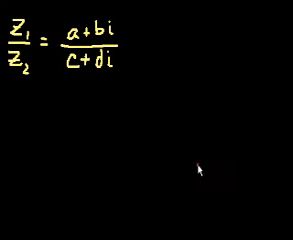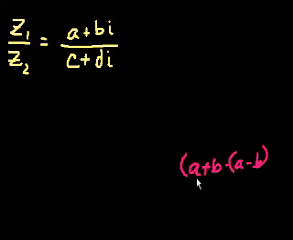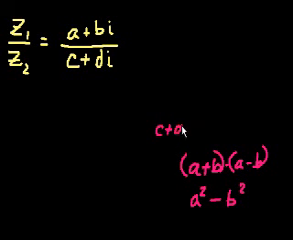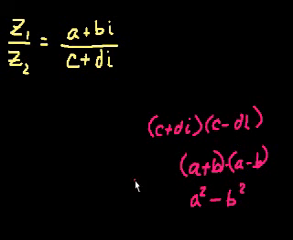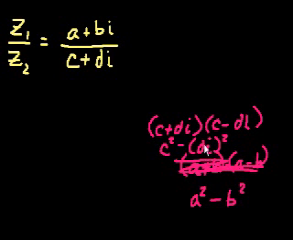If I multiply, let me do this in this corner, a plus b times a minus b, what does that equal? That equals a squared minus b squared. And so if I multiply a complex number, let's say in theory c plus di times c minus di, what do I get? I get c squared minus di squared, and what's di squared going to be? It's d squared times negative 1. So it becomes c squared.